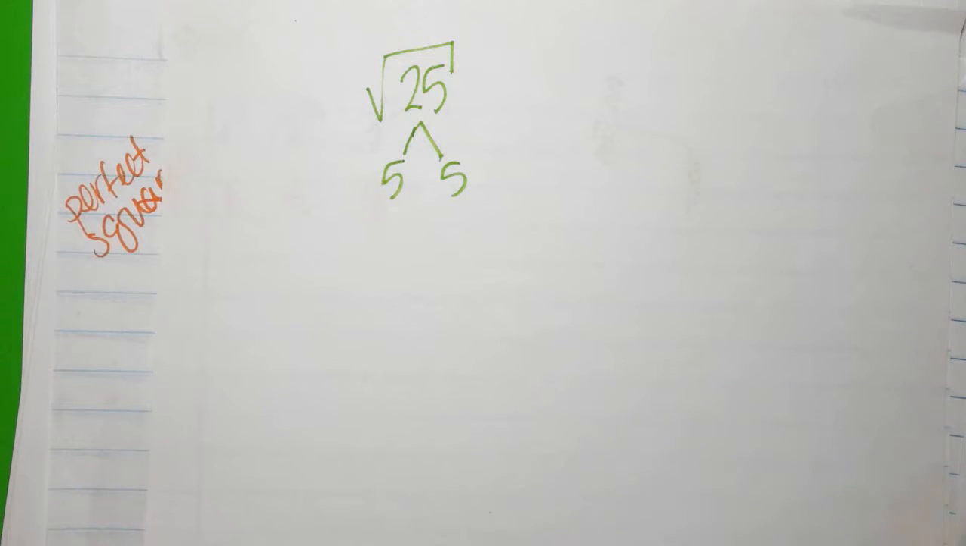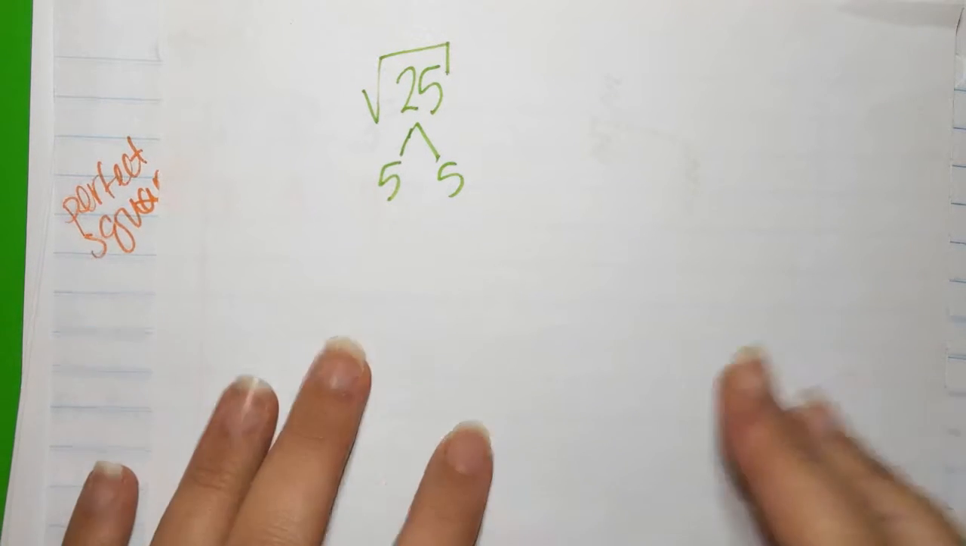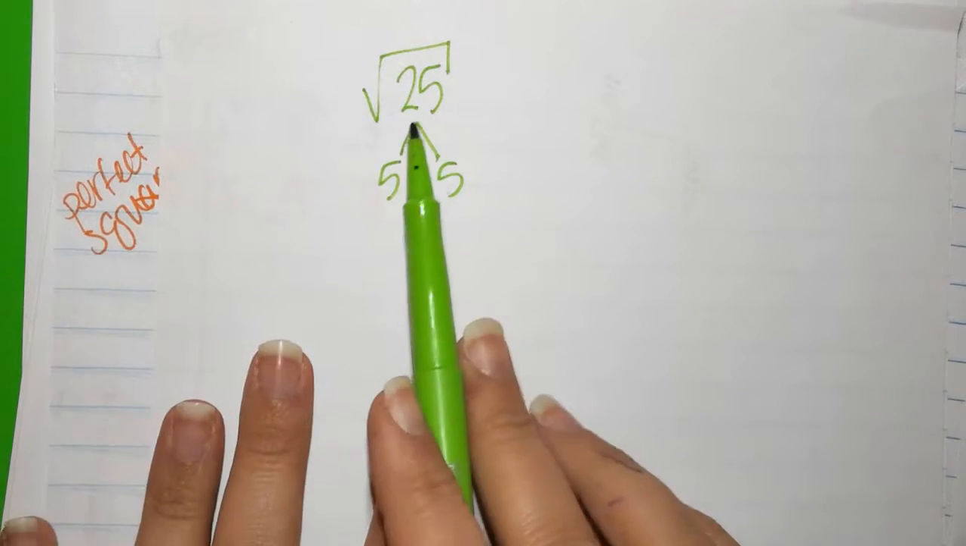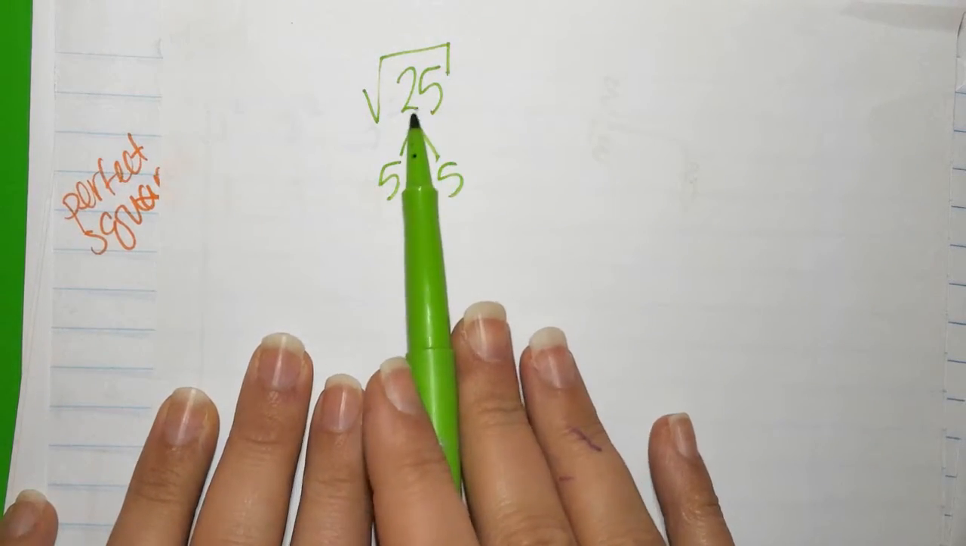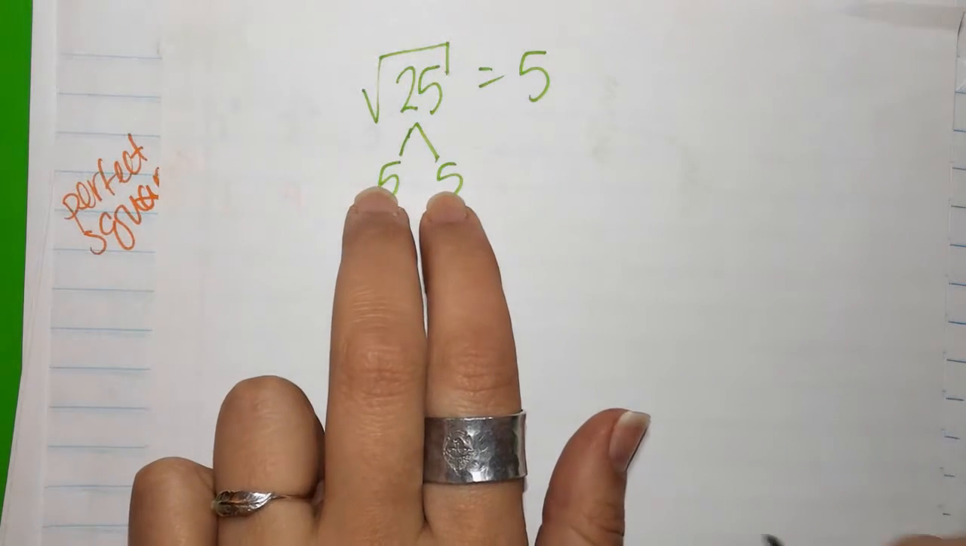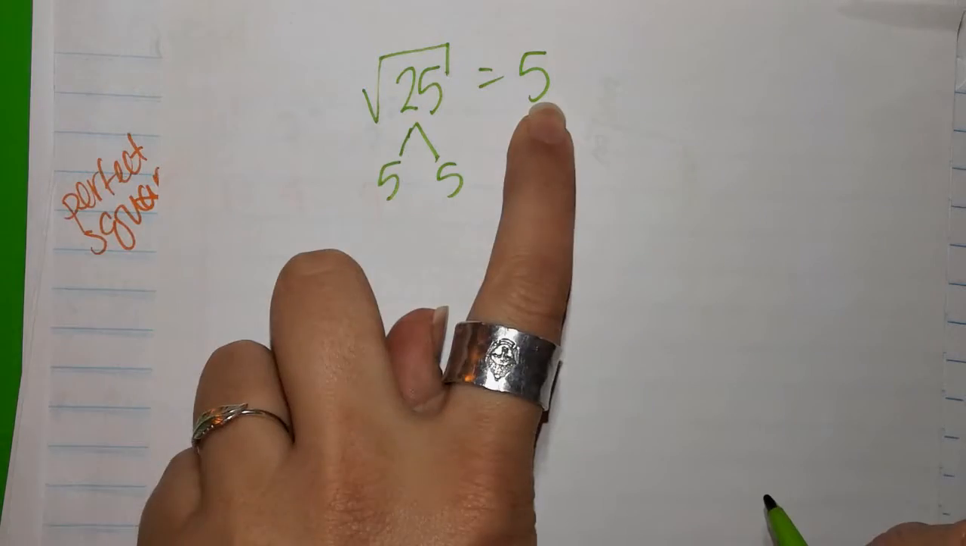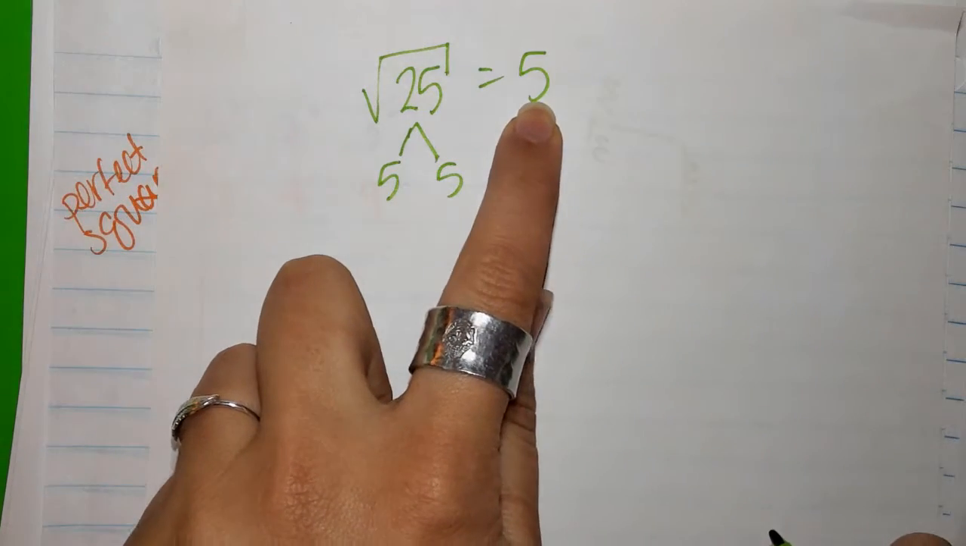I know, this is so difficult. Now, what is the square root of 25? 5. Because we have two of the same number. We don't have a number right here, so it's understood as a 2. We write 5. Is everybody with me?